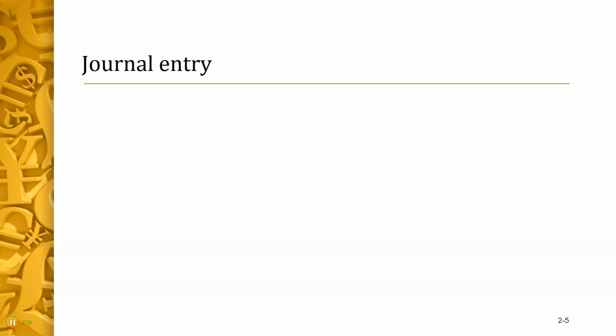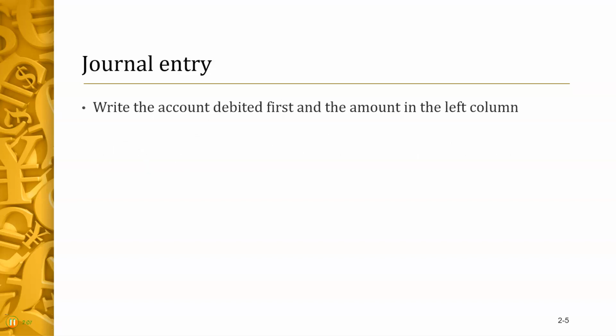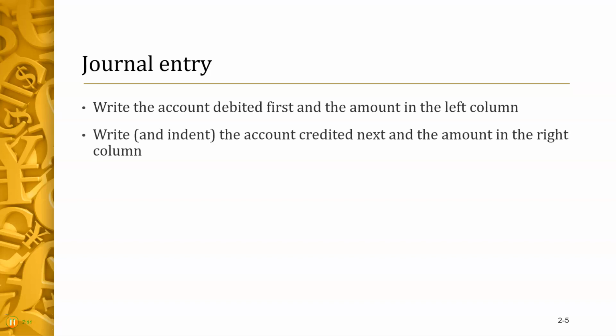Now, journal entries. You write the account debited first, with the amount in the left column, and you write, indented, the account credited next, with the amount in the right column. Debits must always equal credits.